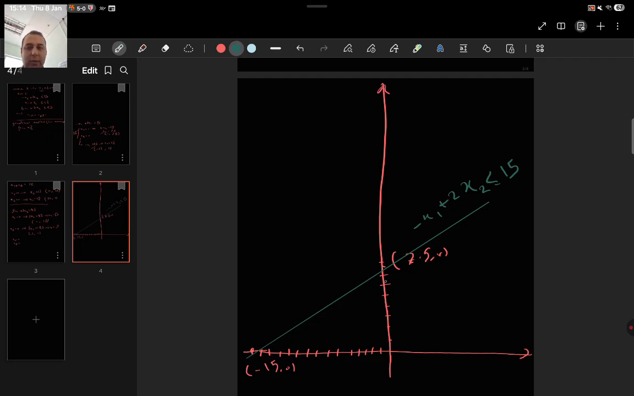Because we know it's a "less than" constraint, for example, if less, the feasible area will be below the line, right? This is less than 50. For example, this point 0 and 0 is less than 15, right? So it will be below it.